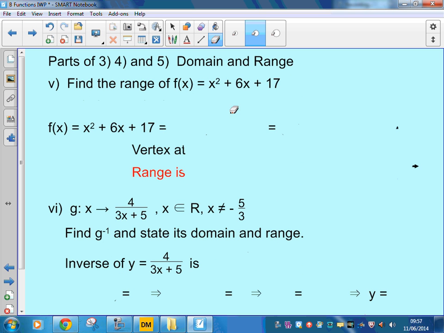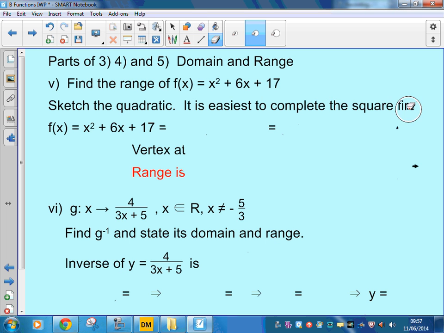Domain and range. Find the range, and again it's a quadratic, so you need to be careful. Now to do this, you're going to want to sketch the quadratic, and it's easiest if you complete the square. If you complete the square first, that will help you to do it. So, to complete the square, we're going to divide that by 2, and you're going to get x plus 3 all squared. Because when we expand that, you're going to get x squared plus 2 lots of 3x, that's your 6x, but also you get another plus 9, so we need to take that 9 away, and we've got plus 17.